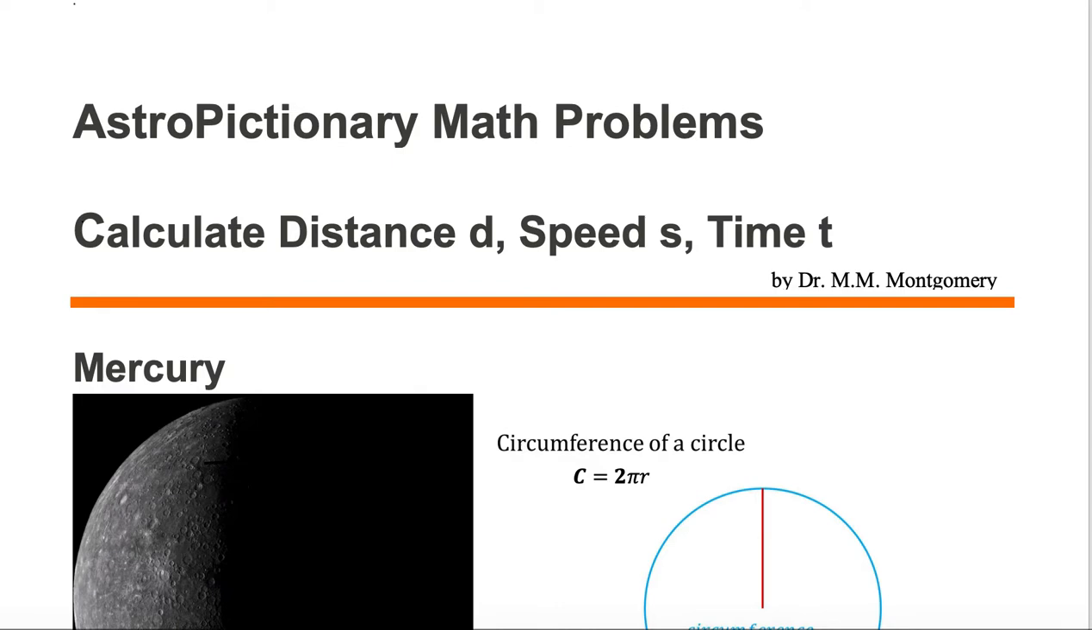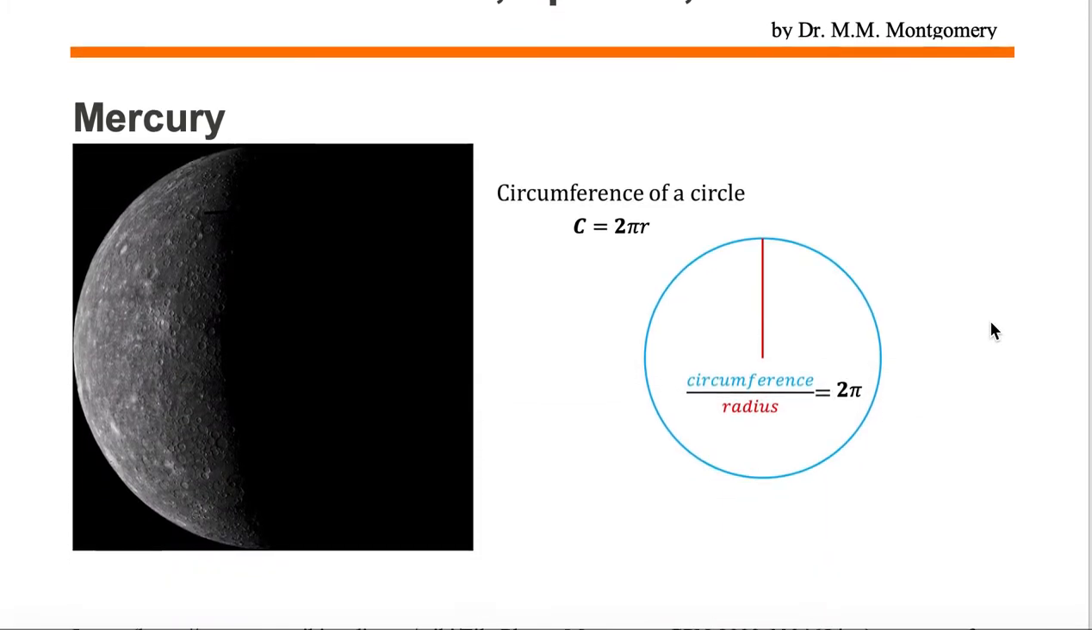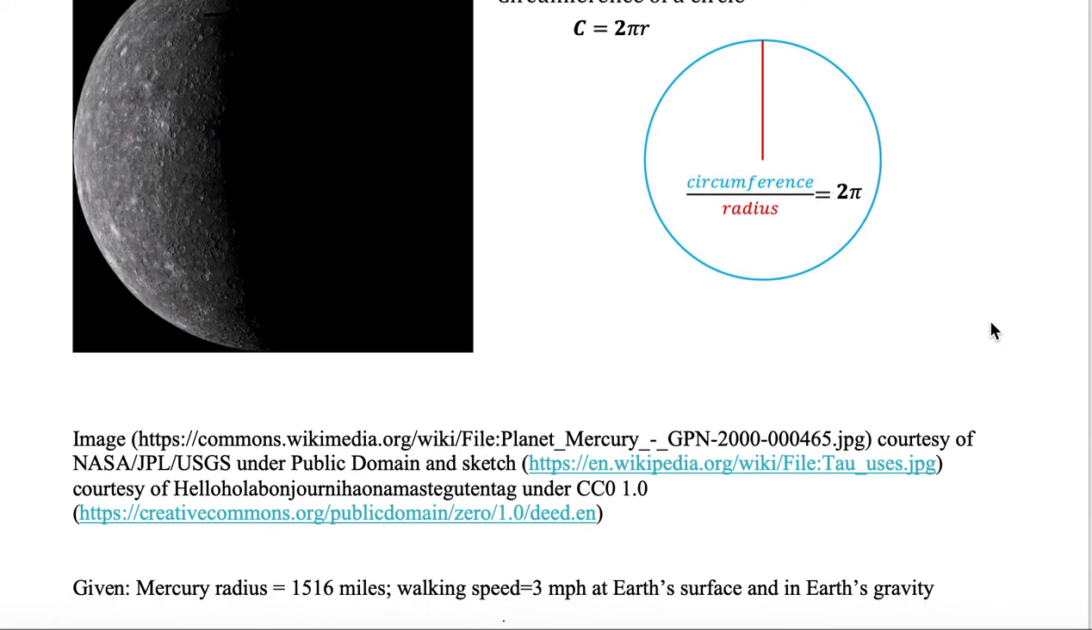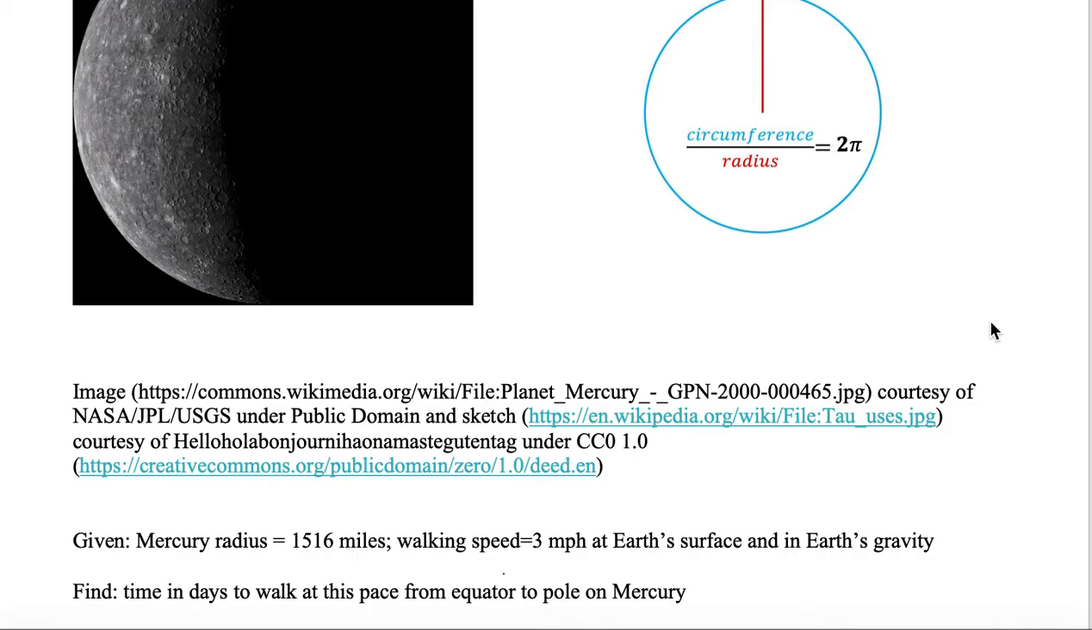In this AstroPictionary math problem, we would like to calculate distance d, speed s, or time t. We're given planet Mercury, and we're given Mercury's radius is 1516 miles, and you have a walking speed of 3 miles per hour at Earth's surface in Earth's gravity. We want to find the time in days to walk at this pace from equator to pole.